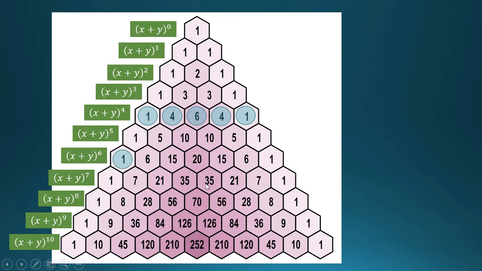Let's say, for example, (x + y)^6. If you expand it, it will produce a degree 6 polynomial. It would have 7 terms. And these are the coefficients of those terms.